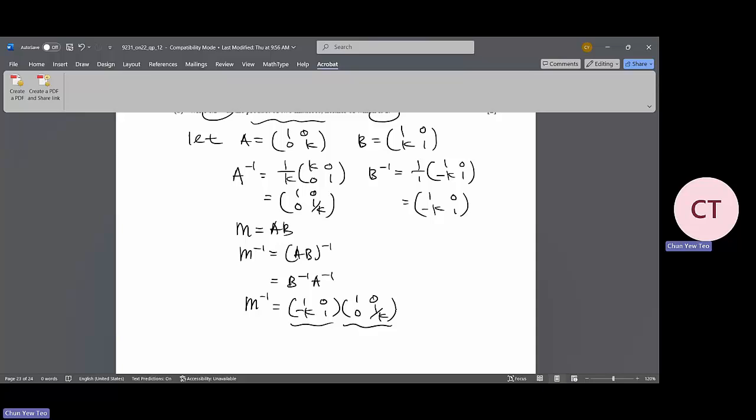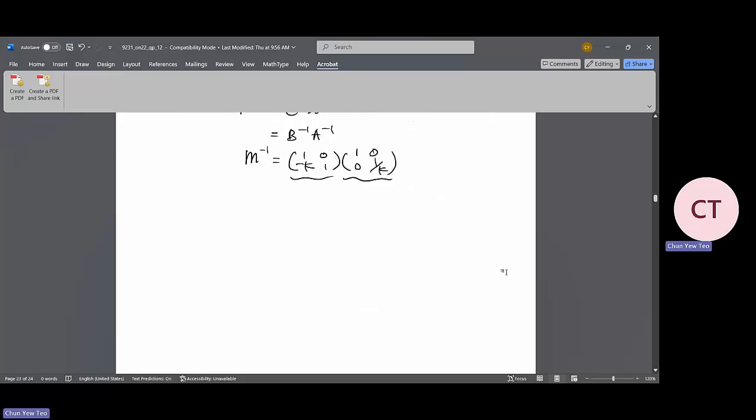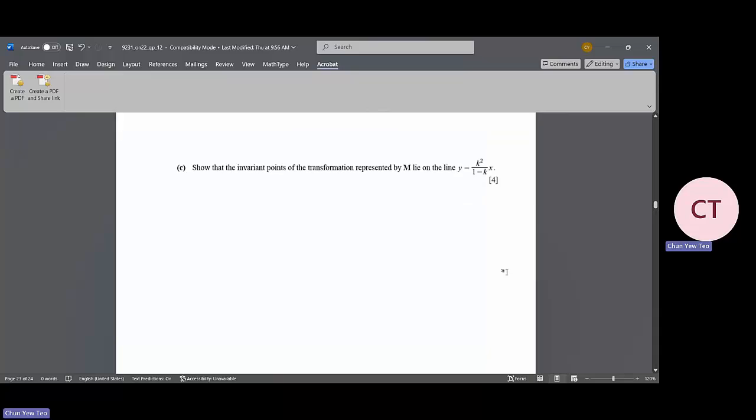That means neither of them is identity. Okay, so done. We have solved the part B. Now we're moving on to the part C. But see, they ask you to show that the invariant points of the transformation represented by M lie on the line of this. Okay. So what is your M? Just now we didn't multiply the M. So M, we just write down this one again.